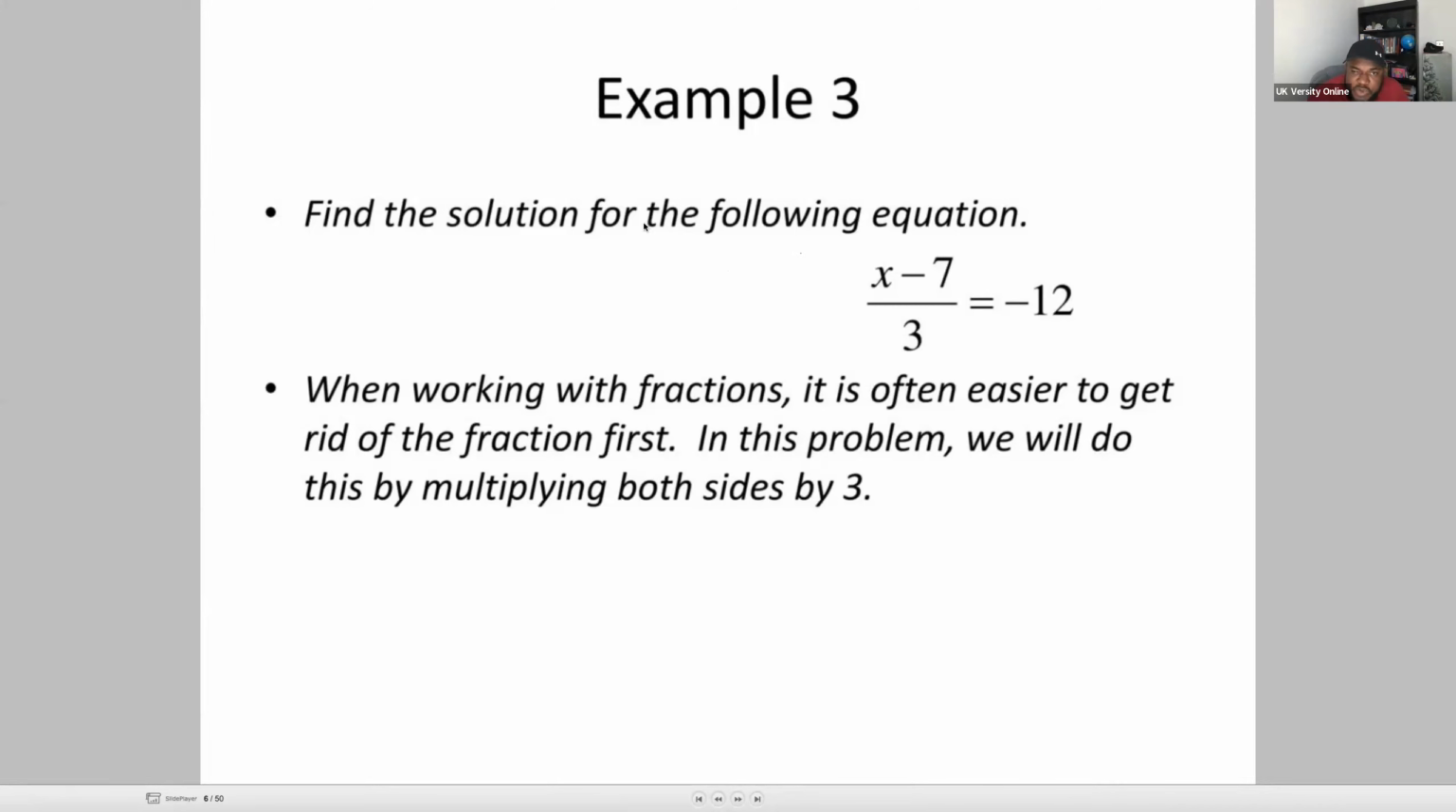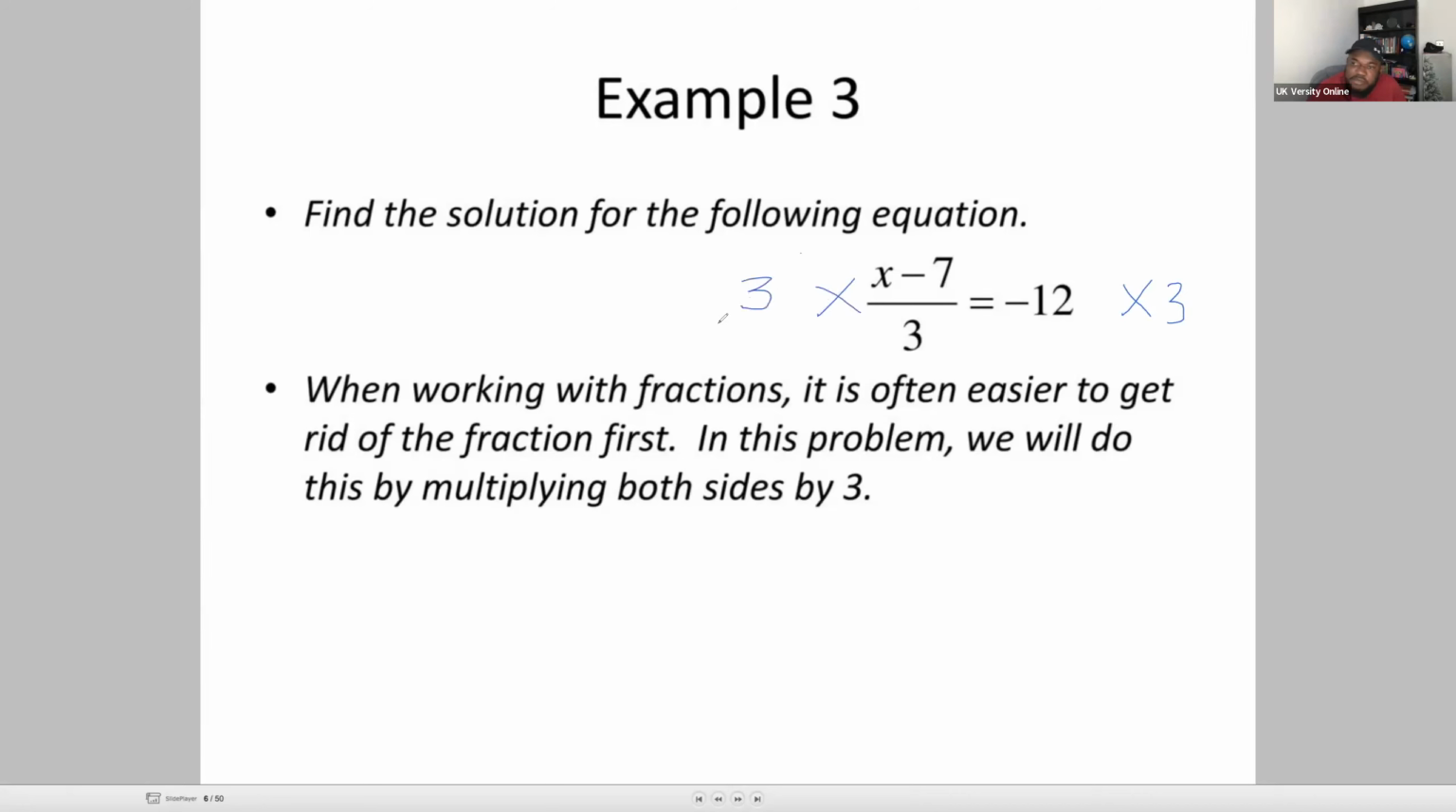So this is a fractional equation. You must make sure that the equation is linear. So how do you do that? You multiply both sides by 3. Can you see? Both sides by 3.